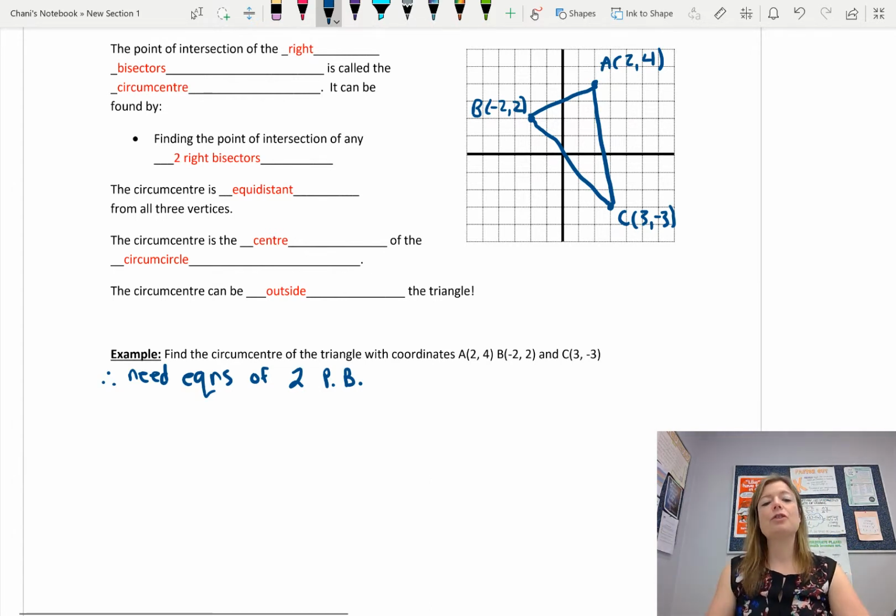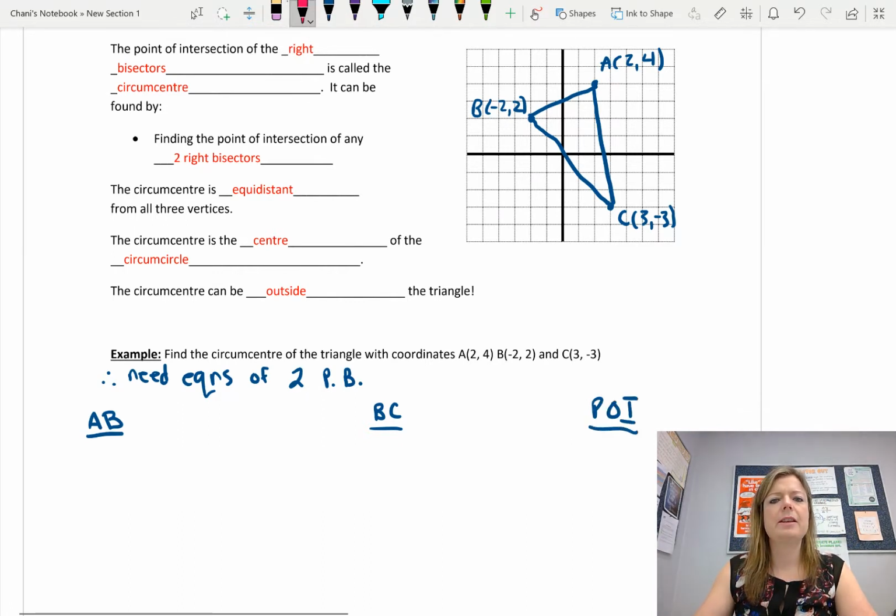So we need equations of two perpendicular bisectors, so then we can set them equal to each other and find where they intersect. So you can choose any two of the three options. I'm choosing the perpendicular bisector of AB, and then I'm choosing the perpendicular bisector of BC, and then we will again find their POI.